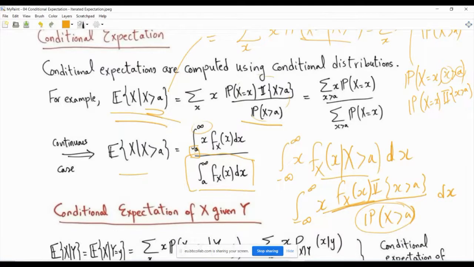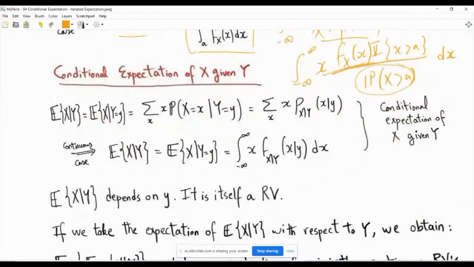So it's the integral of the PDF of big X from a to infinity. Okay. Now, since we can condition one random variable on another random variable, there is a conditional expectation of X given Y. And so what will be the conditional expectation of X given Y?